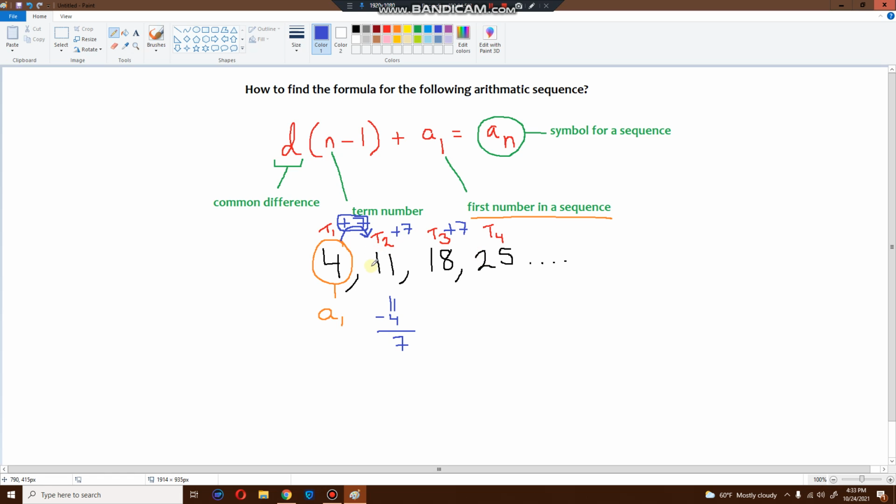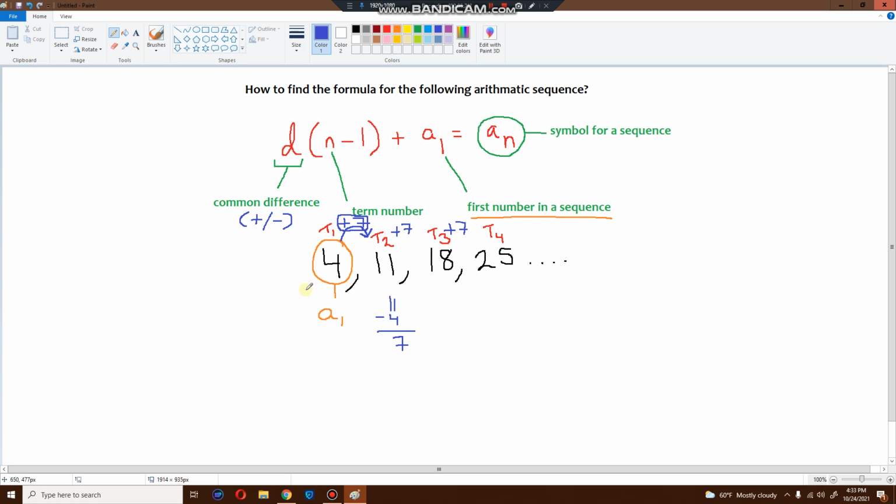You just take the next number, like T2, and you subtract the first number from it. And if you're still not sure, you can take the third number, 18, minus 11, and you'll get 7. 25 minus 18, you'll get 7. That's how you find the common difference. In an arithmetic sequence, it's either going to be a positive number or a negative number.